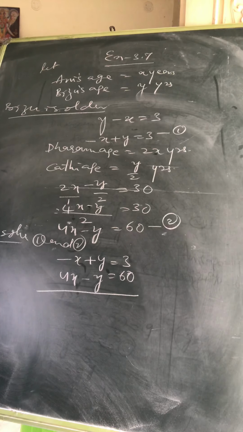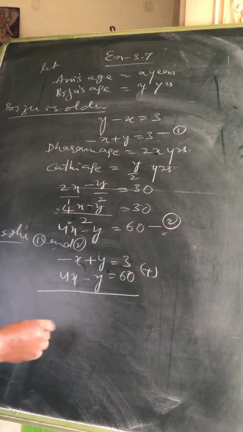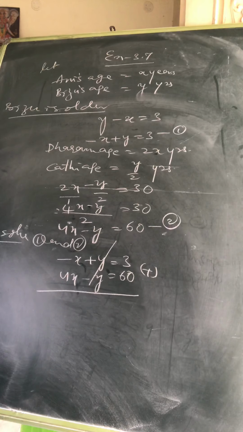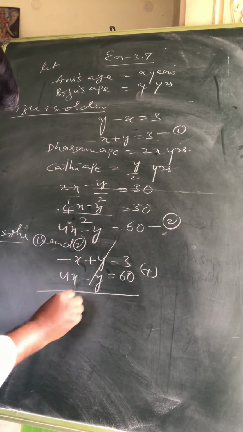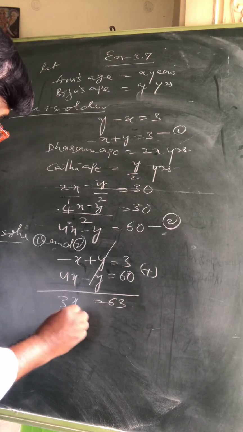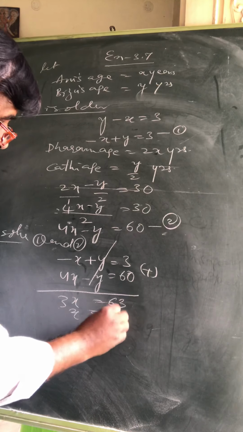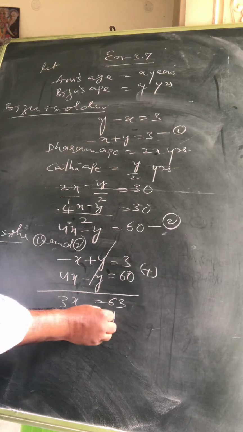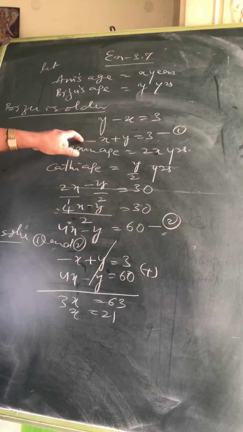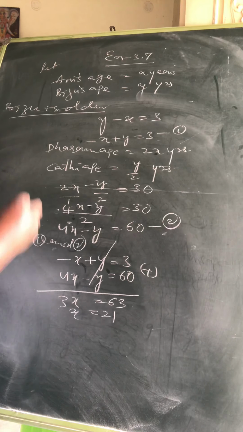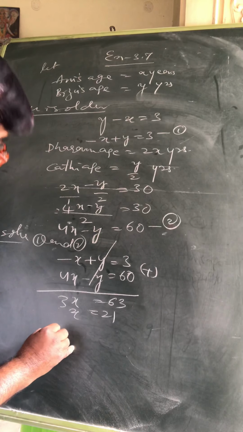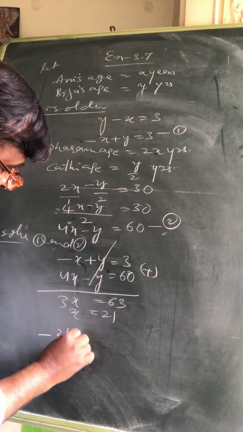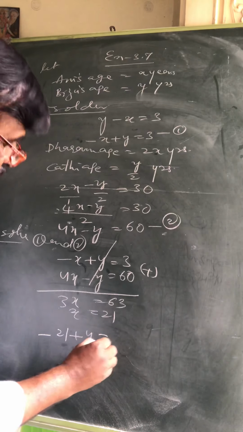Now here we have to solve by elimination by addition. Now plus y minus y cancel. 3x is equal to 63. x is equal to 63 by 3. So x is equal to 21. You have to substitute in the given equation. That is minus 21 plus y is equal to 3.